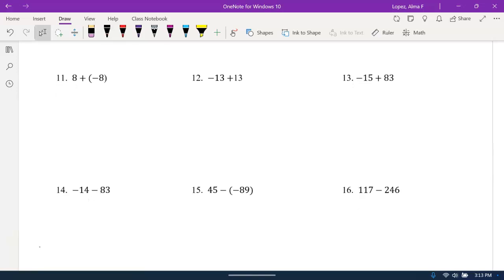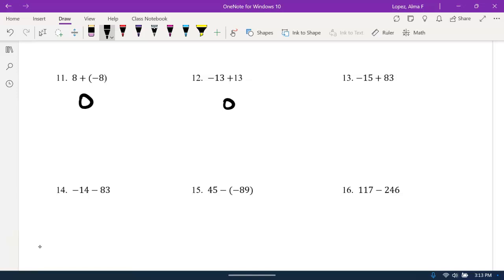On number 11, 8 plus -8. Adding a number to the opposite of itself. They just cancel out. You get 0. -13 plus 13. Same thing. Adding a number to the negative of itself. 0.